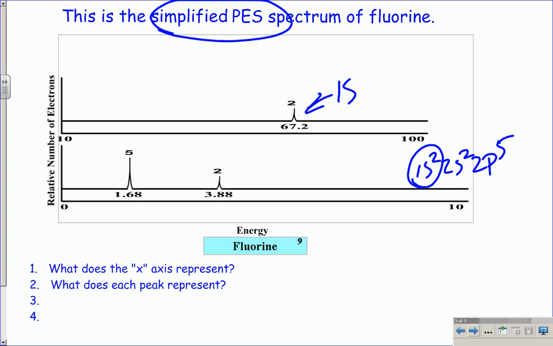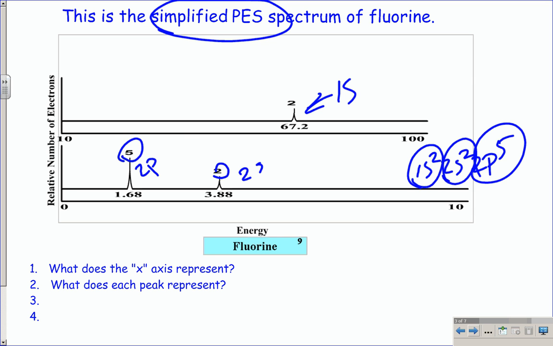So 1s is what that peak should represent. And notice it's a height of 2. Now, the next highest in binding energy is probably going to be our 2s here. So this would be our next highest. So that's probably 2s. Notice, height of 2. And then finally, our easiest electrons to remove, the lowest binding energy, would be our 2p sublevel. Well, that must mean this is 2p, and notice it's 5 high. So what does each peak actually represent? Well, the peak represents the sublevels.